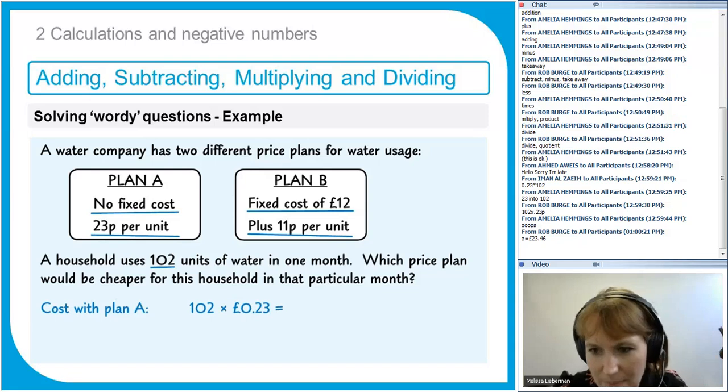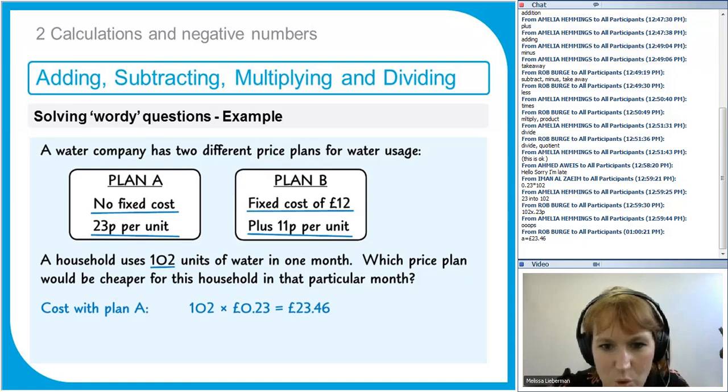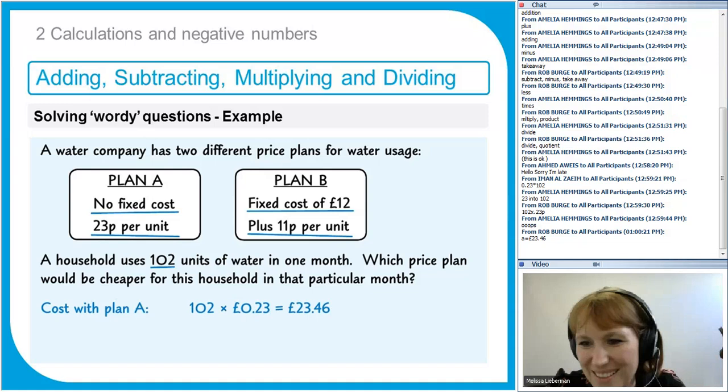So 102 times 23, have you got it yet? Let's have a look. £23.46. Rob, you got that? Good. Amelia? No, don't worry. Nothing wrong. So Plan A is going to cost £23.46.